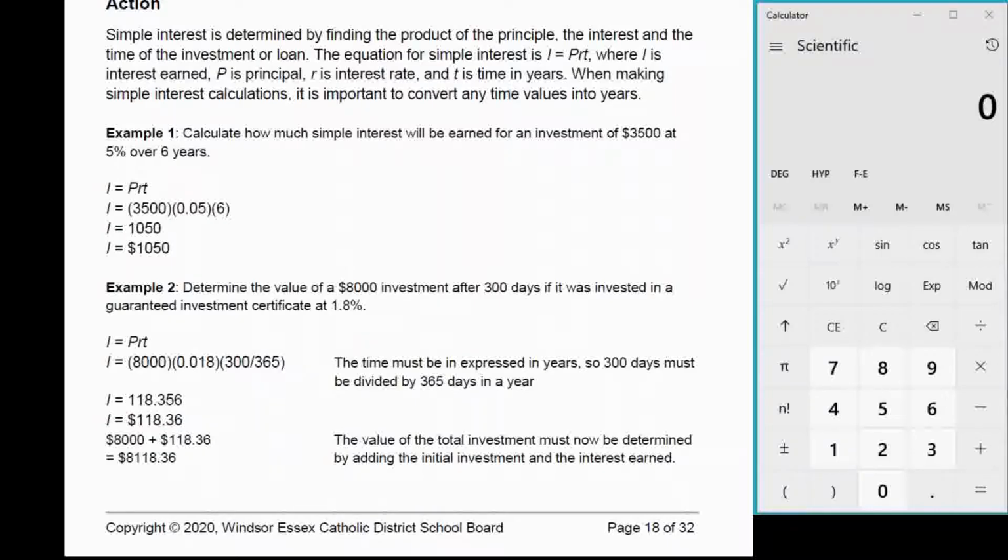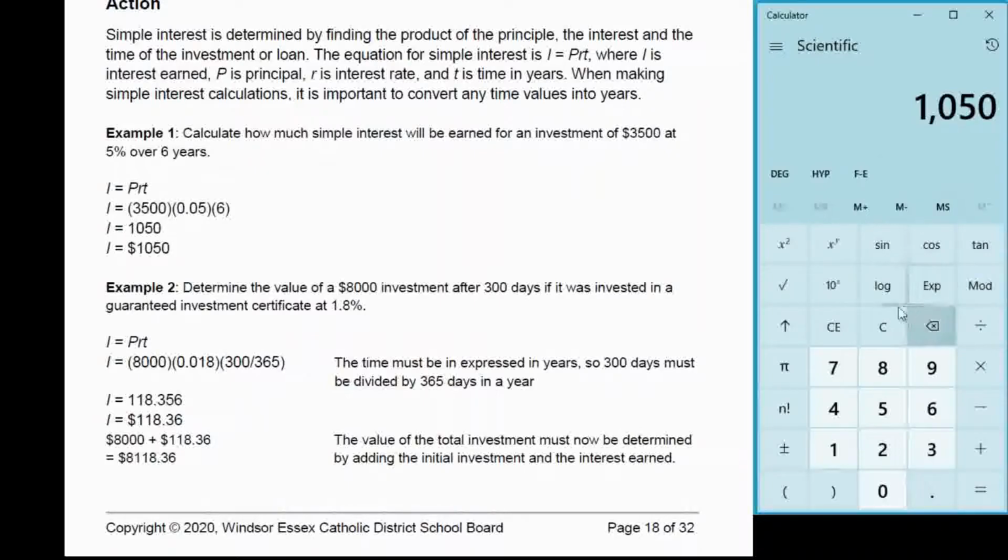Let's look at a question here. It says, calculate how much simple interest will be earned for an investment of $3,500 if it's invested at 5% for 6 years. We simply multiply those three numbers together and we get $1,050. In this case it's an investment, so we would gain the $1,050, but we would also still have that $3,500. So altogether, our investment after 6 years is going to be worth $4,550.